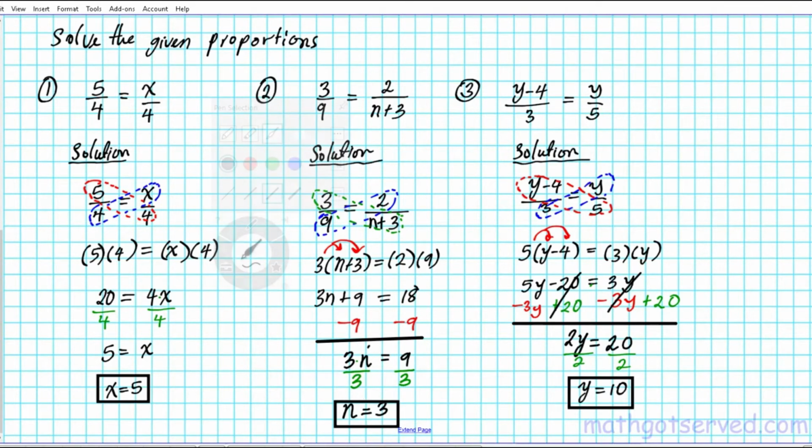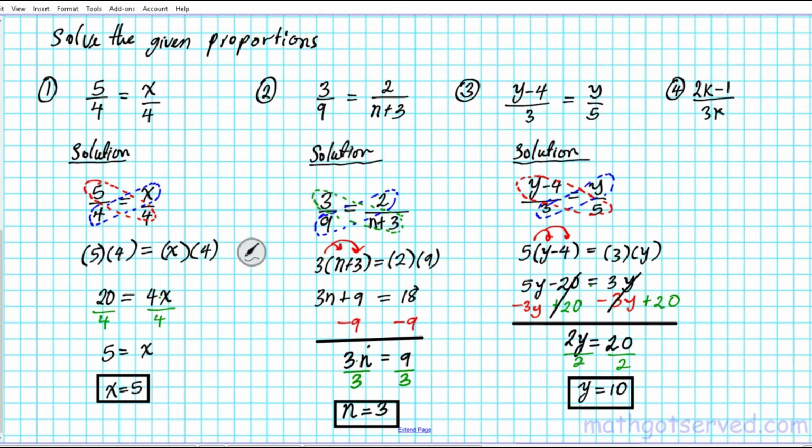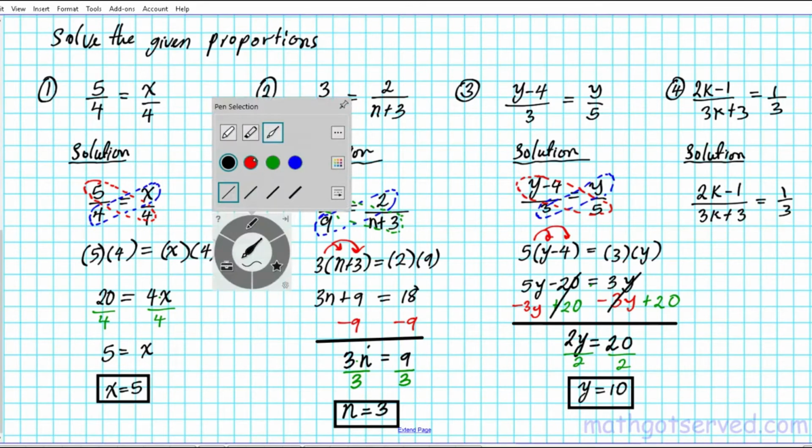Now, what if we have the proportion for number 4? Let's say we have (2k minus 1) over (3k plus 3) equals 1 over 3. Alright, so we're going to solve this equation using the star method. So we have (2k minus 1) over (3k plus 3) equals 1/3. What we're going to do first, let's go ahead and set up our stars.